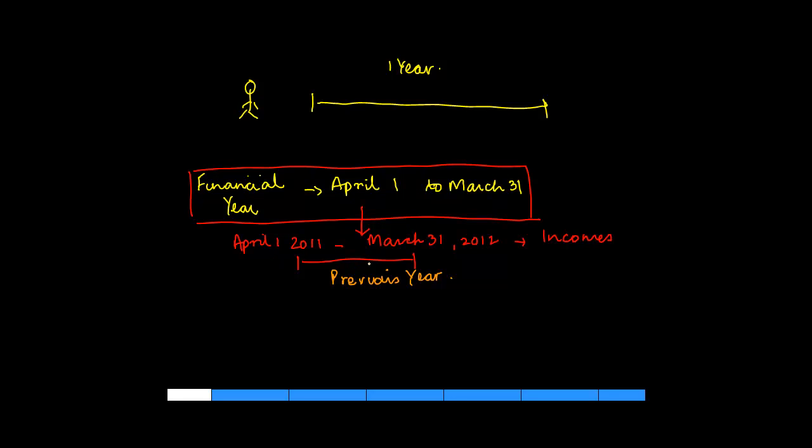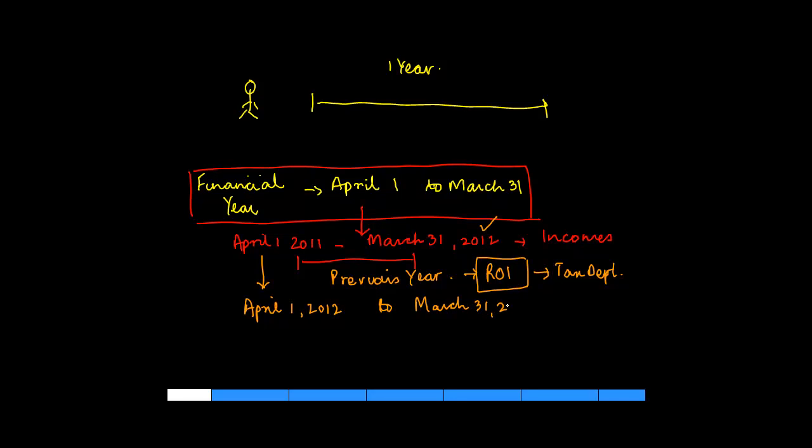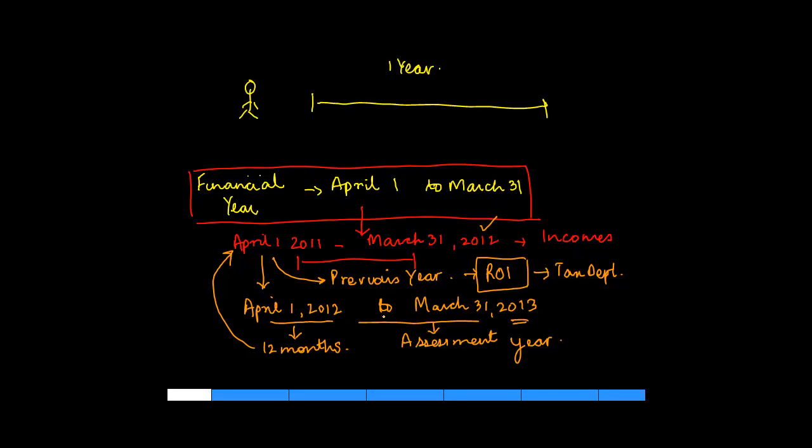Now for this particular period, once you have earned the income, you are supposed to file your return of income. You file your return of income and that has to be submitted to the tax department. So when you submit this return to the tax department, the year in which you have to submit it, which starts immediately after this, so this will be April 1, 2012 to March 31, 2013, is known as the assessment year. So basically, if you notice, assessment year is a period of 12 months, and these 12 months are linked to this previous year. So these 12 months succeed the previous year.